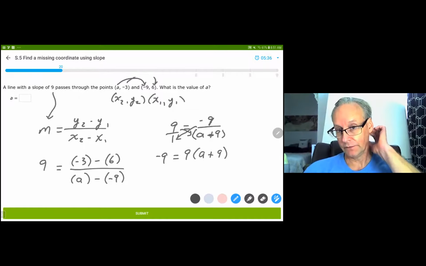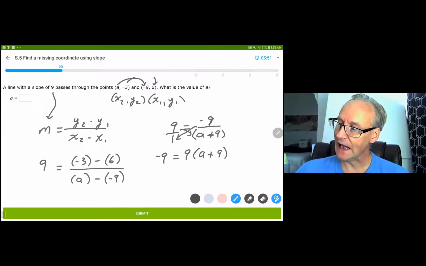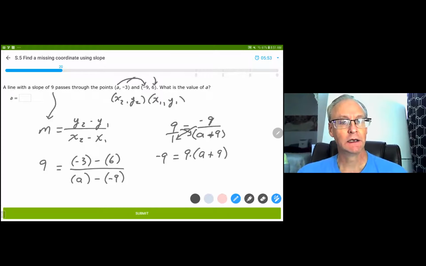Now, if you haven't seen videos on the 2-step and 3-step problem solving, or the more complicated ones, the best way to solve an equation is to do the opposite to both sides in reverse order. Well, the last thing we did to a is we multiplied by 9. So my first step is to divide by 9.